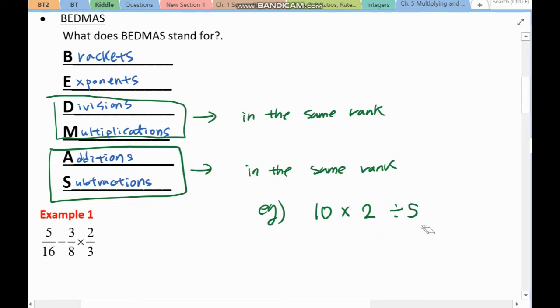Okay? And addition is the same when you have 10 minus 3 plus 2. So subtraction comes first. 10 minus 3 is 7. 7 plus 2 is 9. So the answer is 9. Okay?